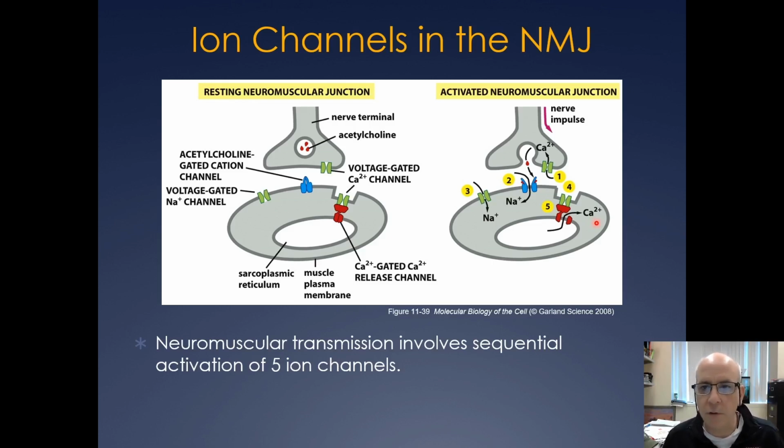So in general, at the neuromuscular junction, you have basically a sequential thing with 5 different ion channels. Right? You've got a calcium channel first, and then you have an acetylcholine-gated sodium channel, a voltage-gated sodium channel, and then a voltage-gated calcium channel, and a calcium-gated calcium channel. Okay?